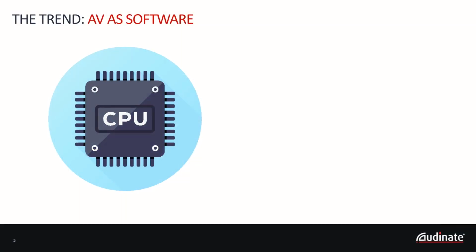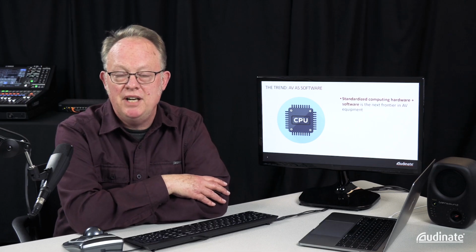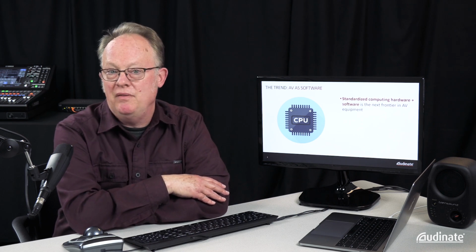There's a trend in our industry, and we've certainly noticed it, and that is a trend towards AV as software. What that means is that to get a job done, we're doing it using standardized computing hardware with software on it. This is truly the next frontier in AV equipment, and in fact, many products you might be using are already built on this model.